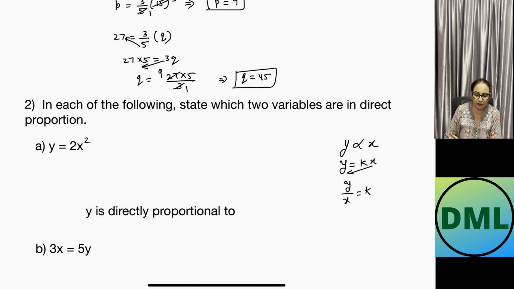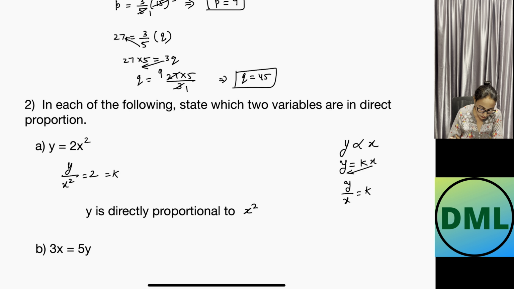We will just write down all the questions accordingly. This will be written as y is equal to 2x square. If I divide this x square on this side, that will be written as y over x square is equal to 2. 2 is a constant. You can say that this is k. This shows you that y is directly proportional to x square. Let's write down here the answer as x square.